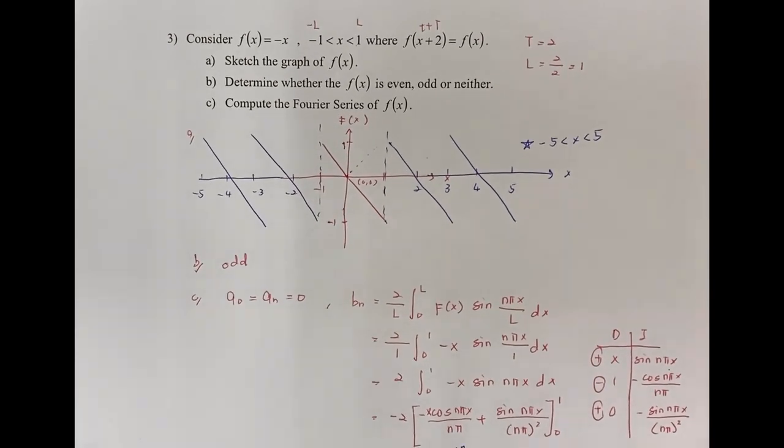So we just covered how to find the Fourier series for neither even nor odd functions, even functions and odd functions. In the next video, we will try to solve for the half range Fourier series.